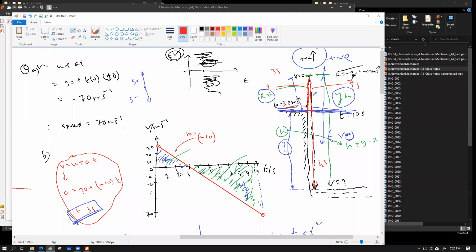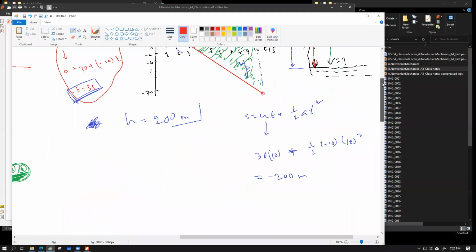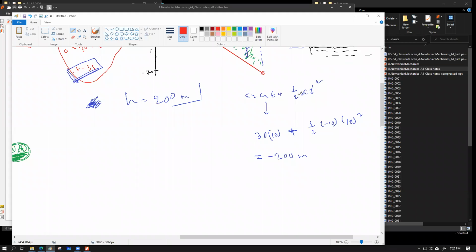6 seconds altogether, our distortion will be positive. Let me show you some example. Let's say I'm going to use the same equation, same set of values. Let's say s equals ut plus half at square.